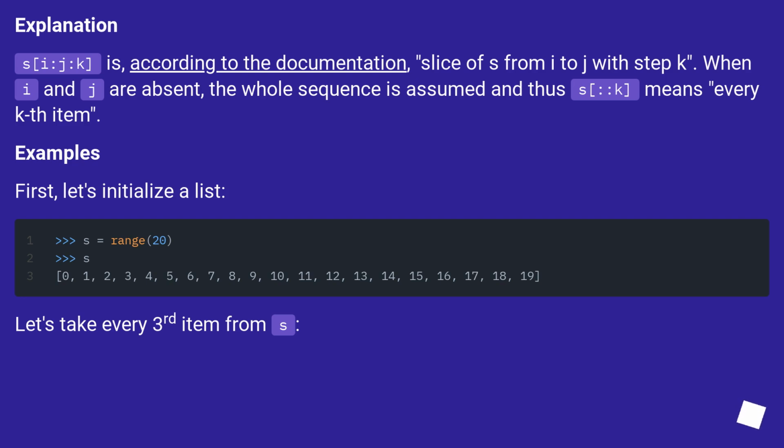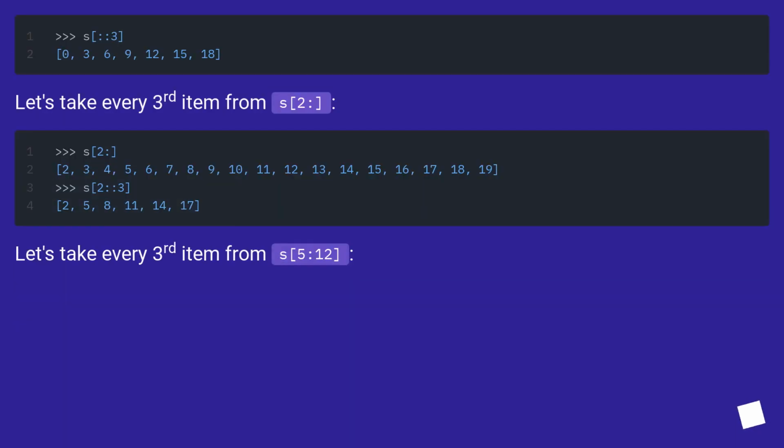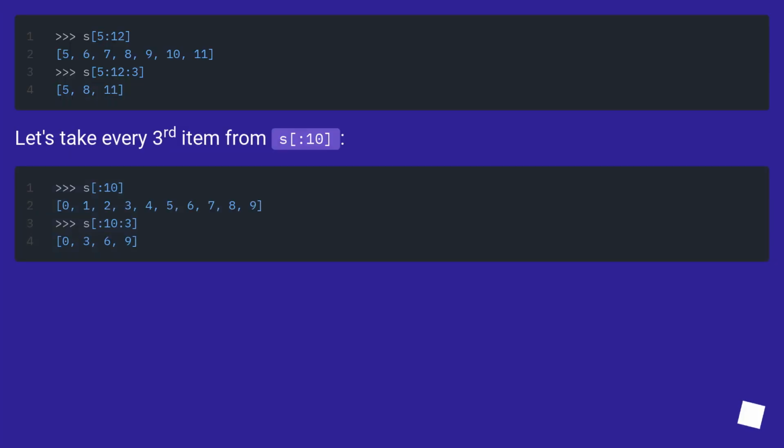Let's take every third item from S. Let's take every third item from S[2:]. Let's take every third item from S[5:12]. Let's take every third item from S[:10].